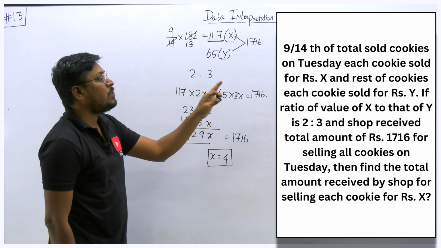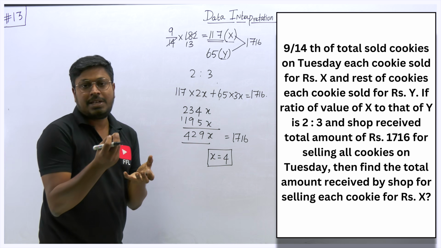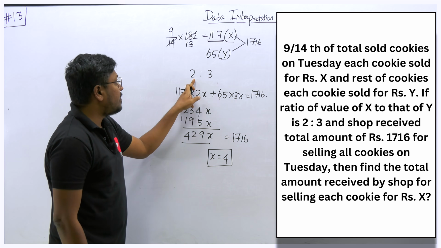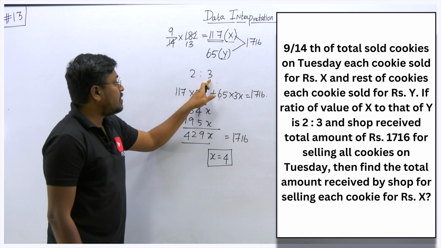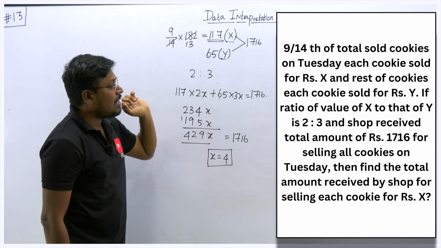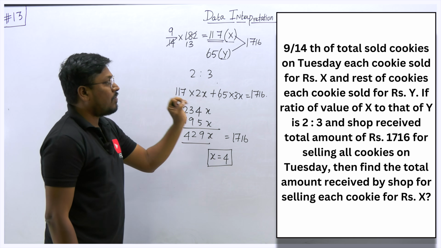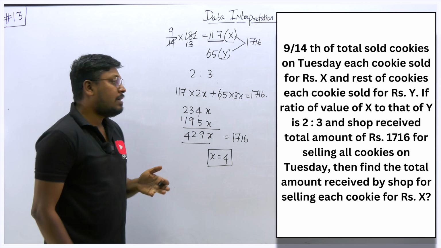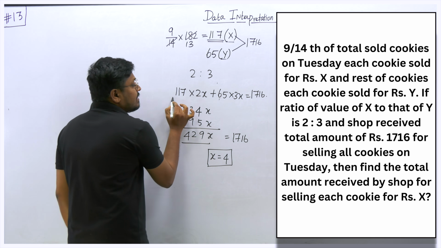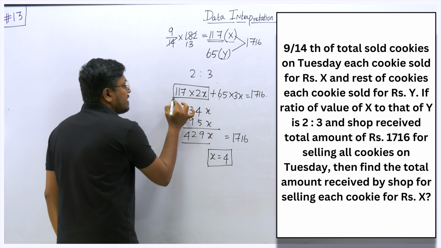Which means the ratio of value of X, that means the value that was sold, will be 4 parts. So this will be 4 into 2, 8 times. So this will be 12 times. So now what is our target? Our target is to find the total amount received by the shop for selling each cookie for X. Selling by the shop, they are asking only each cookie for X. That means the first part alone.